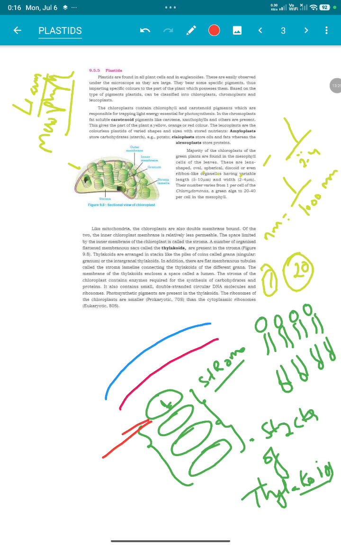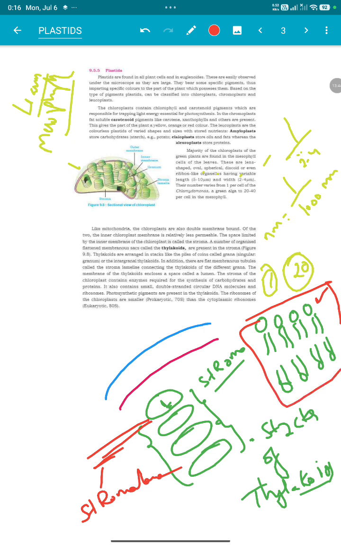Here another membrane will be an extension of the thylakoid membrane. We call it stroma lamellae. These are all made up of the same membrane. The space enclosed by the membrane of the thylakoids is called the lumen.